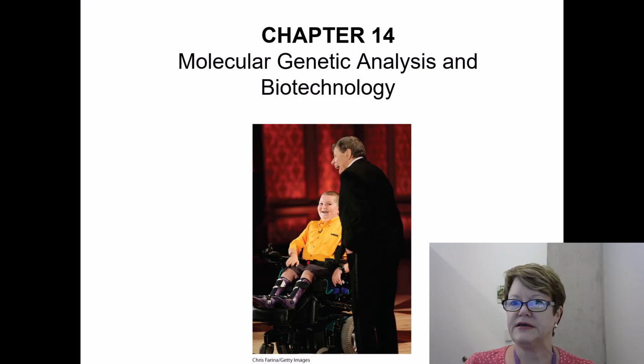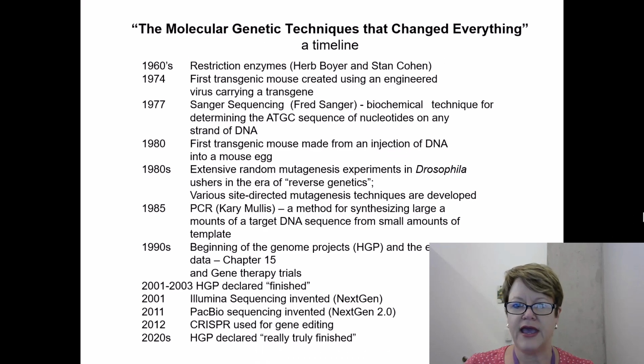In any case, what I added to this lecture is this timeline. So I'm going to go through this. It's going to seem a little overwhelming at first, so don't panic. I'm going to go through this. These are what I call the molecular genetic techniques that changed everything. So these are all ultimately Nobel Prize winning inventions and discoveries starting in the 1960s.